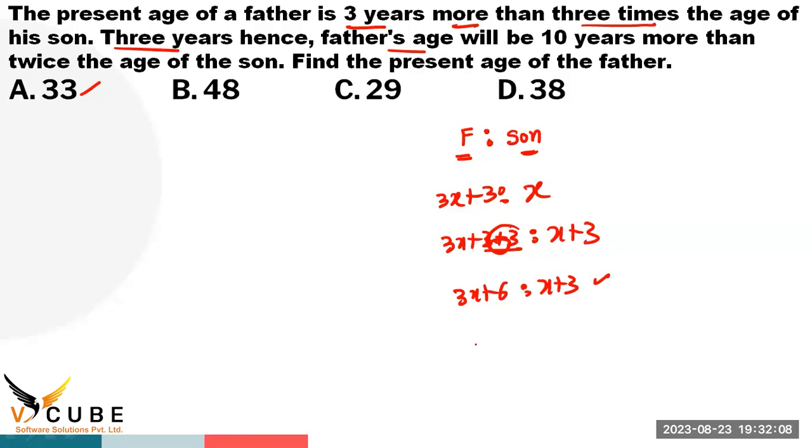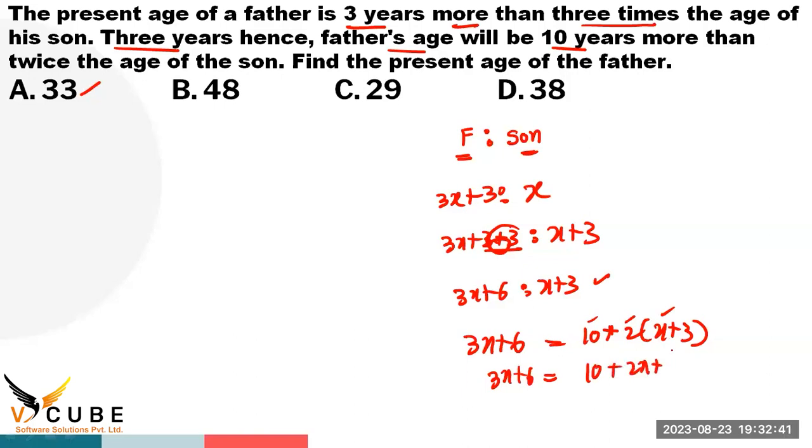Father's age will be, father's age is how much? 3x+6. Father's age will be 10 years more than twice the age of the son. That is the formation. More means adding. Twice means 2 times. So twice the age of the son. Son is how much? X. Okay, find out the x value, guys. Here, 3x+6 is equal to 10+2x. 2 into x, 2x. 2 into 3, 6. Okay, right. So 6 and 6 cancel.